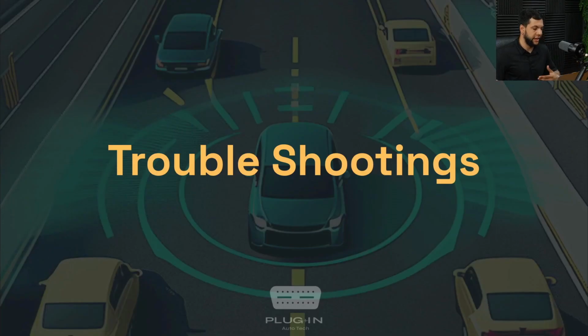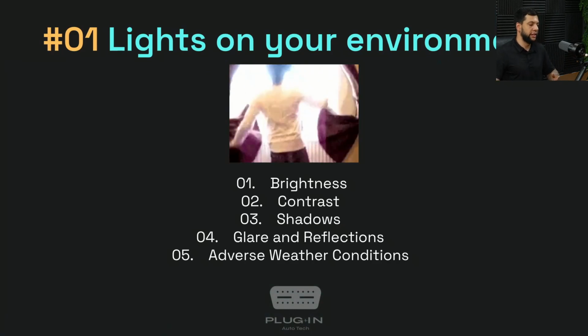So the first thing for troubleshooting, and the first thing that we always check when the calibration that we just performed failed, is the lights in our environment. There are 5 things related to the lights itself that can affect how your camera is detecting the obstacle ahead or the lanes while you're driving the vehicle, if you're doing a dynamic calibration.